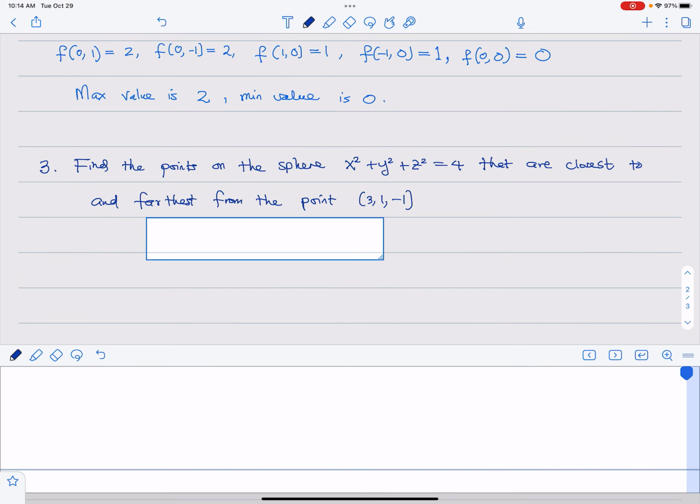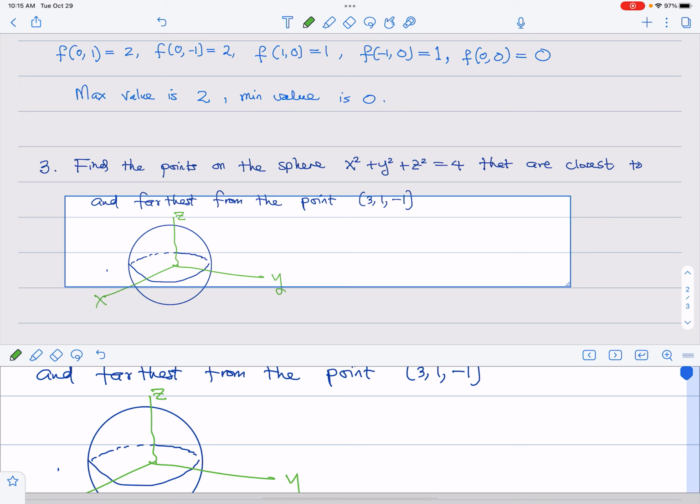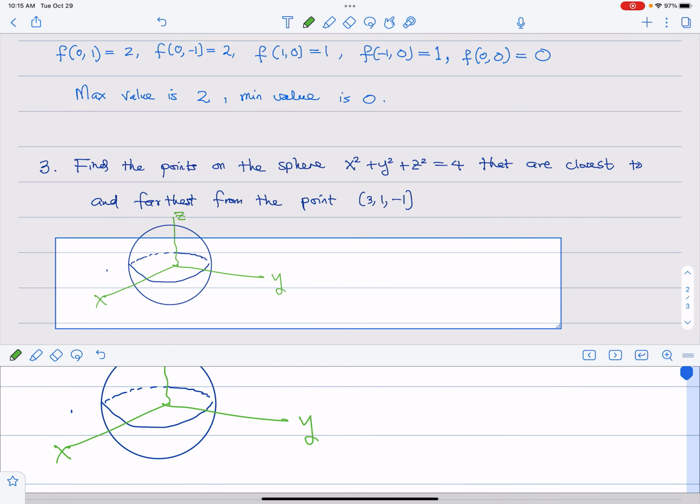So we have a sphere, all right? So this is what a sphere looks like. Ooh, that's beautiful. So this sphere lives in x, y, z space. And then we have the point 3, 1, -1. This point's right here, okay?